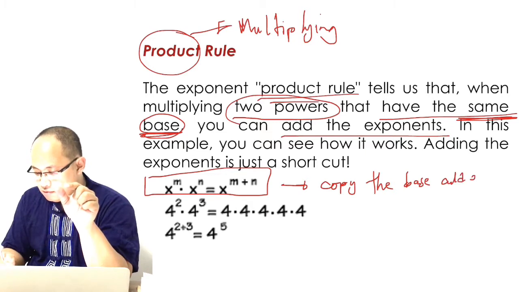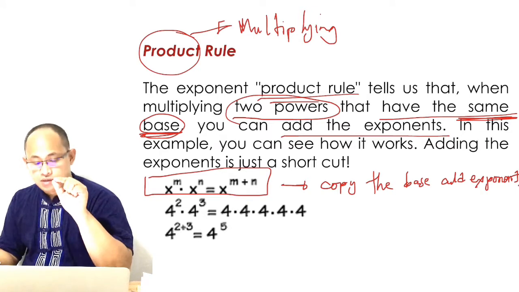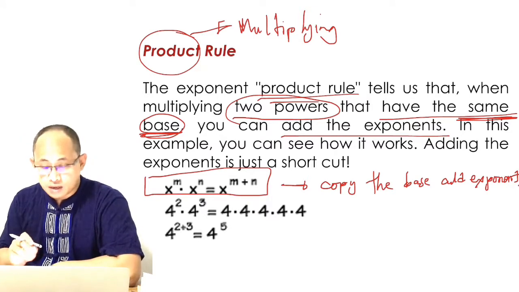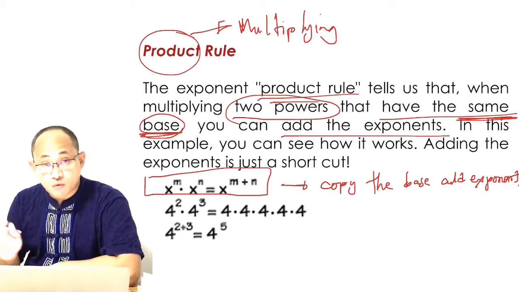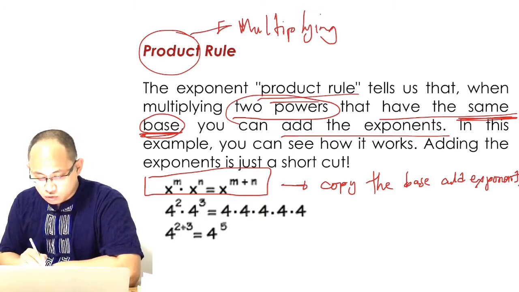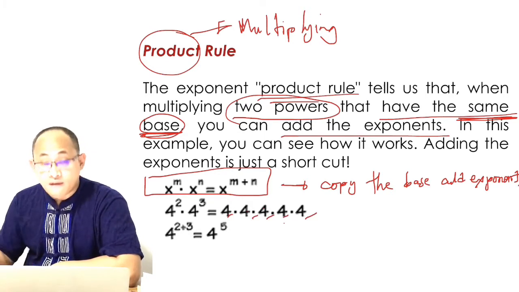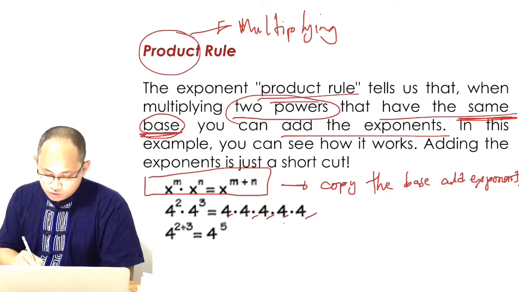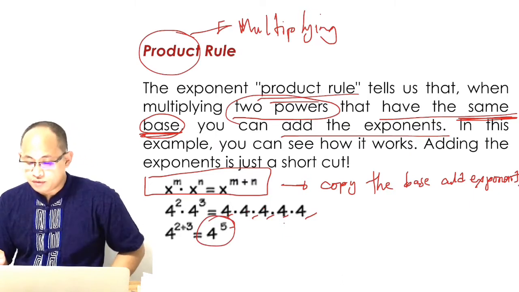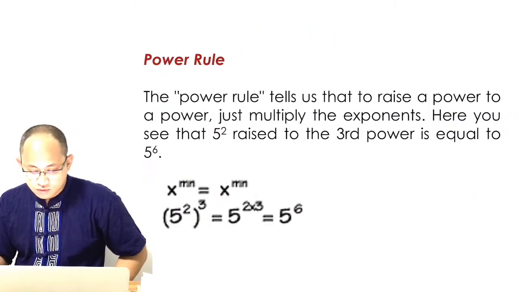add exponents. So therefore, 4 to the power of 2 times 4 to the power of 3: copy 4, add exponents. So 2 plus 3 is 5. So that's why you multiply 4 five times: 1, 2, 3, 1, 2, 3, 4, and 5. So the answer is 4 to the power of 5. That is the product rule.